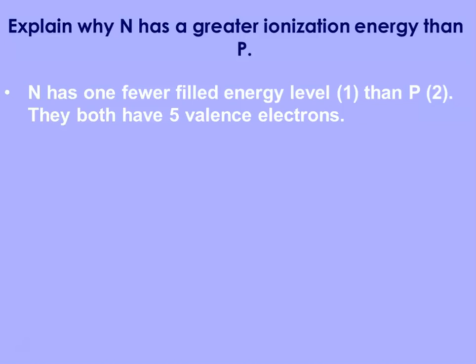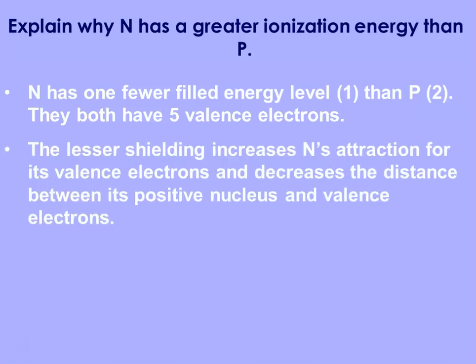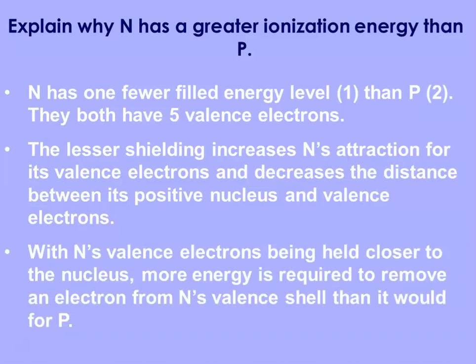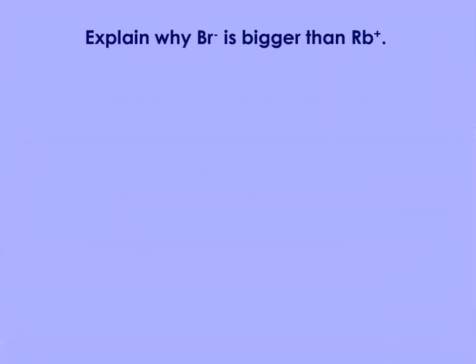Because there is less shielding with nitrogen, the nucleus is going to be more attracted to its valence electrons compared to phosphorus. And since there is less shielding and that nucleus is more attracted to those valence electrons, it's going to require more energy for an electron to be removed. So the closer you are to the nucleus, the more energy is going to be involved, be it endothermic or exothermic. Endothermic for ionization, exothermic for electron affinity.